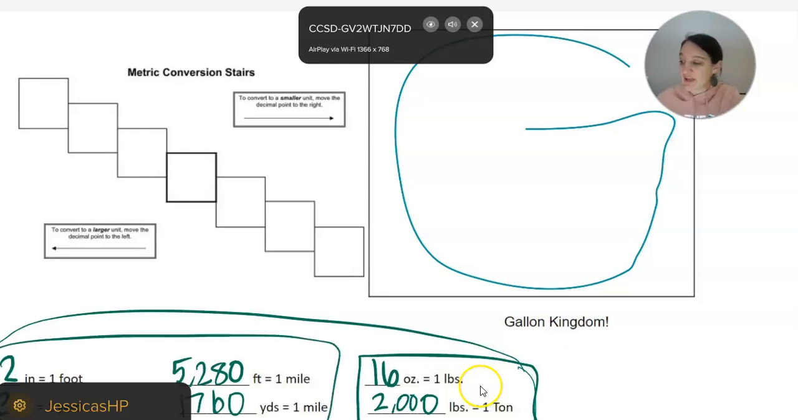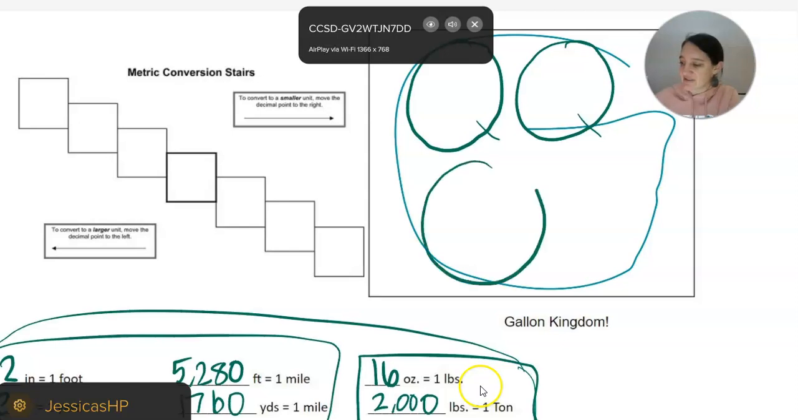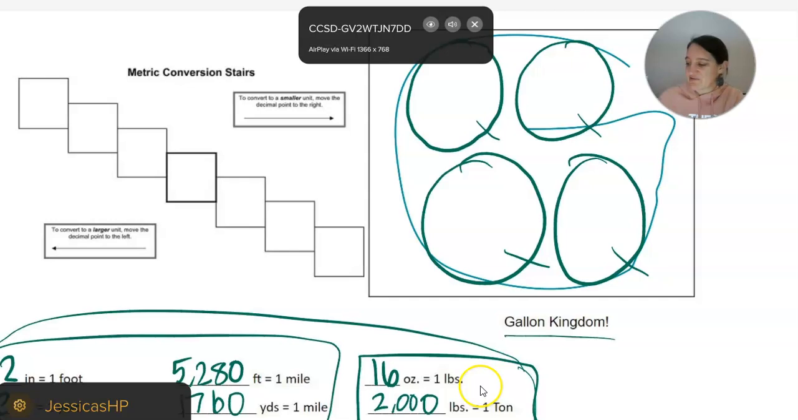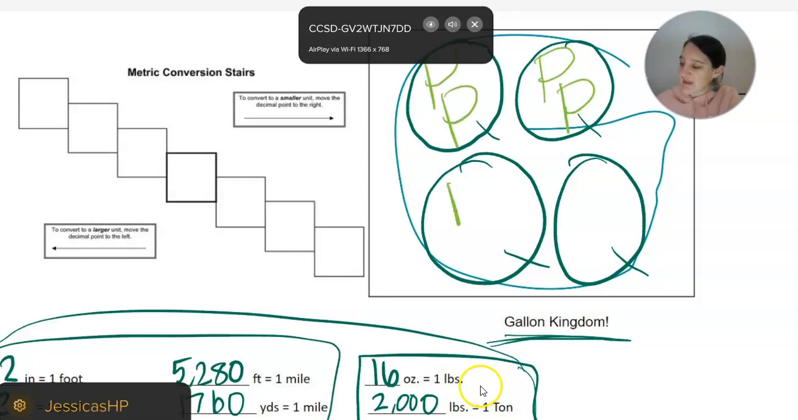Now, if we're talking about liquid, we use gallons. And every gallon has 4 quarts. Now, the reason I'm doing it this way is because I have a little story for you. In the Kingdom of Gallon, this is like a map of the Kingdom of Gallon. Every kingdom has 4 queens. You know, most kingdoms have a king and a queen. This kingdom just has 4 queens. Every queen has a prince and a princess. And every prince and princess has 2 children.